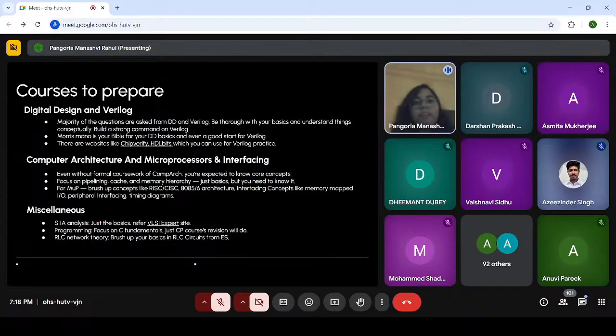There are also websites called ChipVerify and HDLBits, which are basically LeetCode for us electronics people. You will have question-solving practice there. The next are CompArch and MUPI. MUPI is sufficient with what you did in your coursework, so just revise that again.